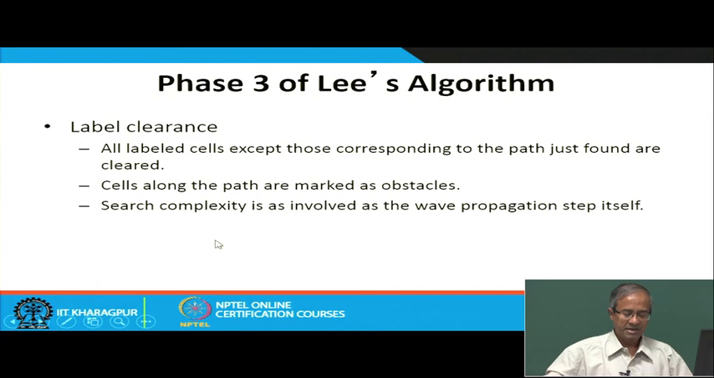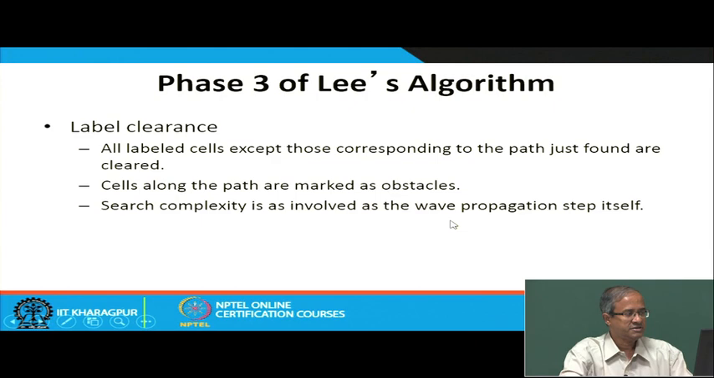And phase 3 is, once we have found a path, you clear all the cells that have been labeled during phase 1. And the path which has been identified, you make them obstacles now, because for the next routing step, these cells are already laid out and they will act as obstacles. The wave propagation process I have tried to explain, the search complexity is the same as the wave propagation process. It goes in a breadth first fashion.